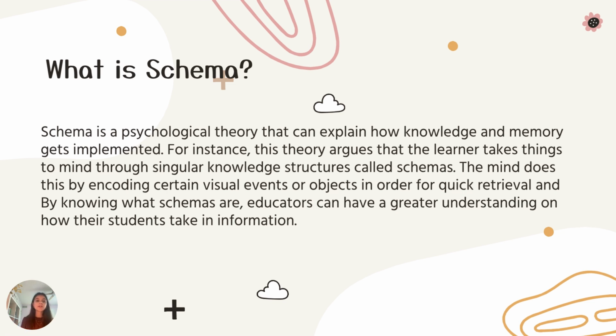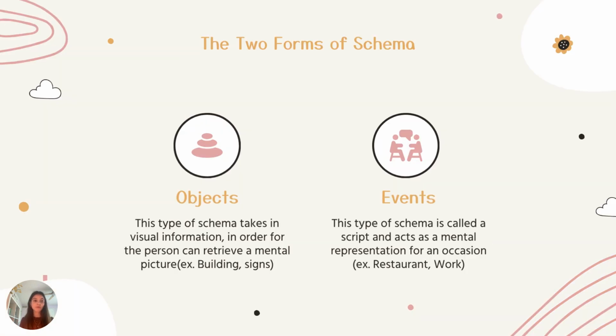And really, by understanding how the brain works, educators can be a lot more attentive to the needs of their students. And knowledge and memory is especially important because students are learning things every day, and educators need to understand how the mind works in order for students to learn effectively. So, first, we are going to be talking about the two forms of schema.